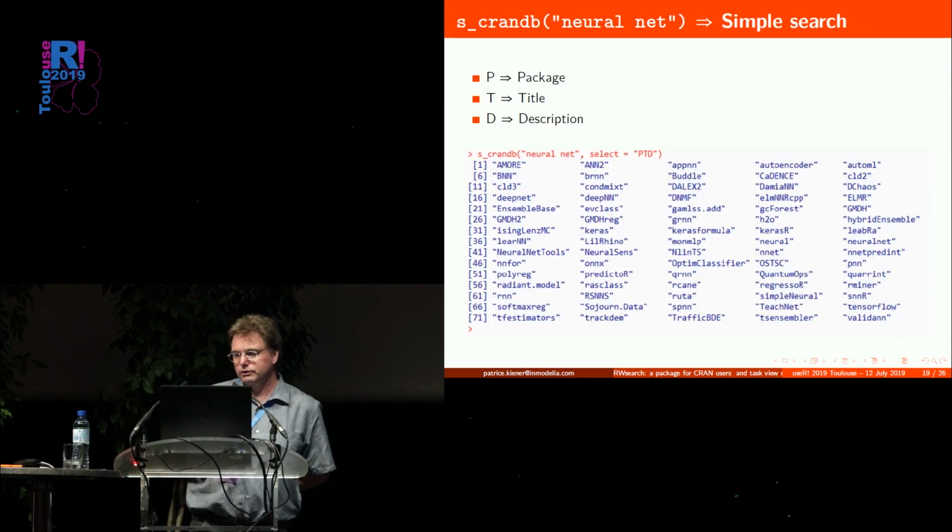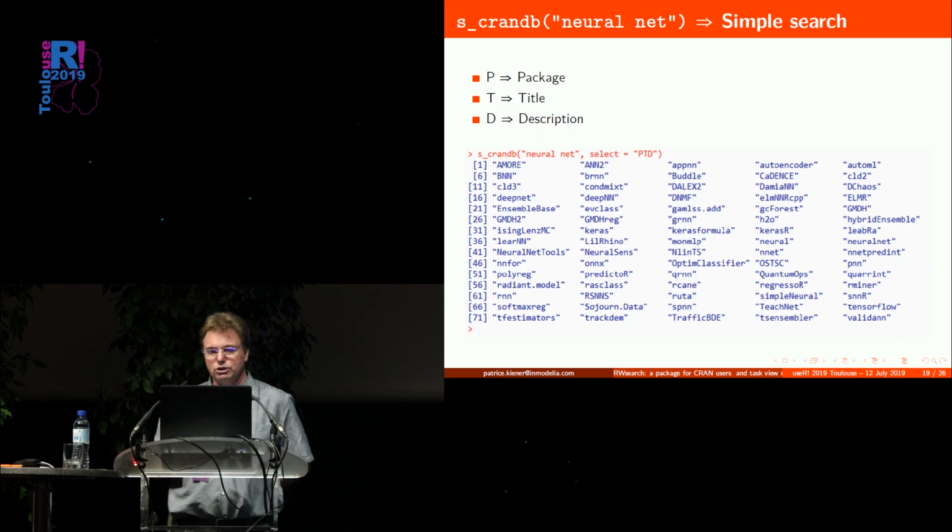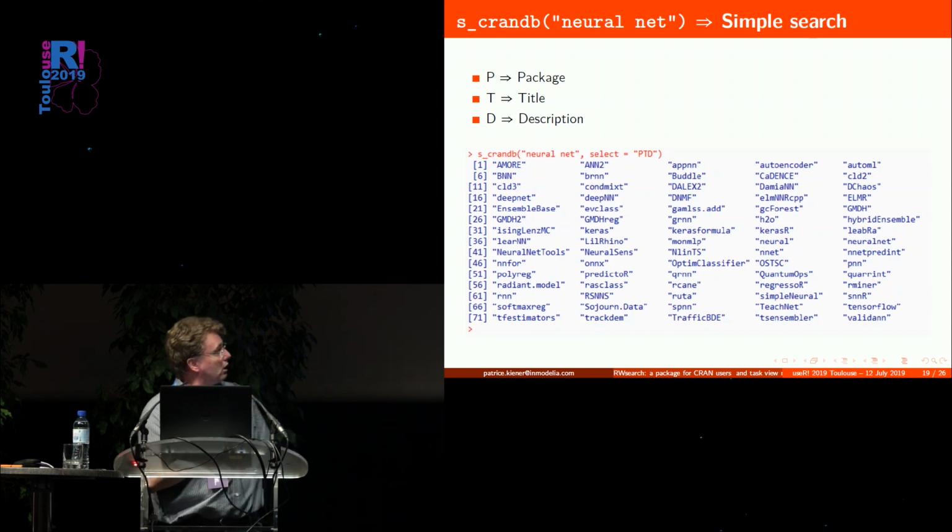Now, the second part. So that was the first part with the fresh package, but now maybe you want to search for packages. So you may want to do a simple search. Let's say I'm working with neural network, so I type neural network, and I can select, either I want to select in the package name, or in the title, or in the description. So it's a pure grep on the column. And here, for neural net, I have 75 packages.